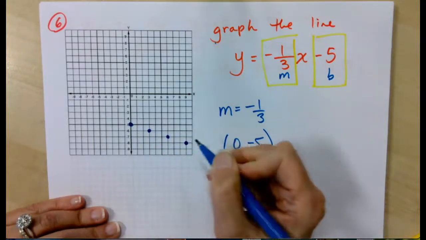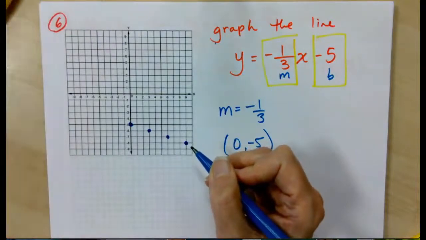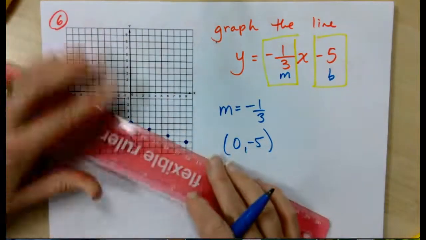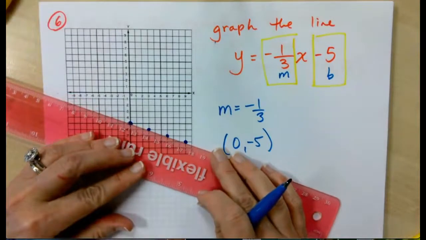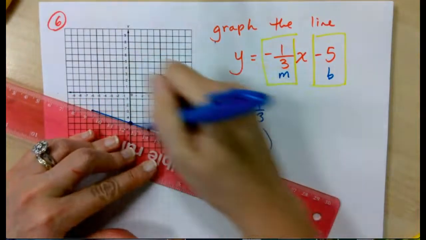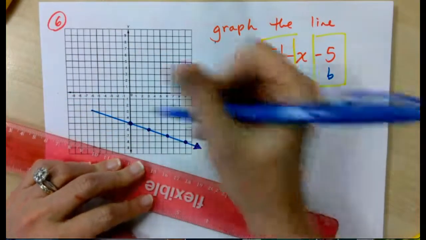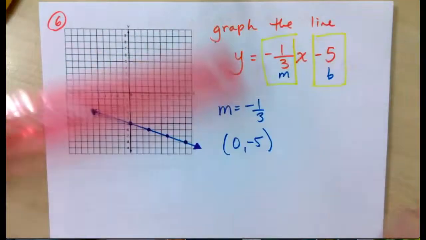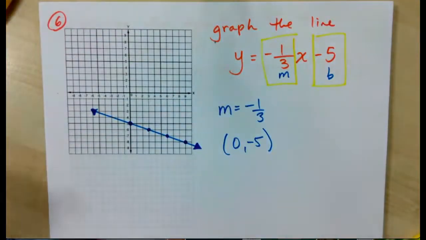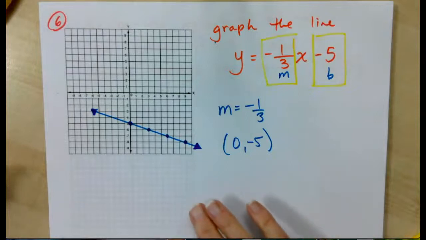Please remember that when you're graphing lines, I expect you to use a straight edge, and I also expect you to put arrows on the end of your lines because these are continuous functions that have domains of all real numbers.